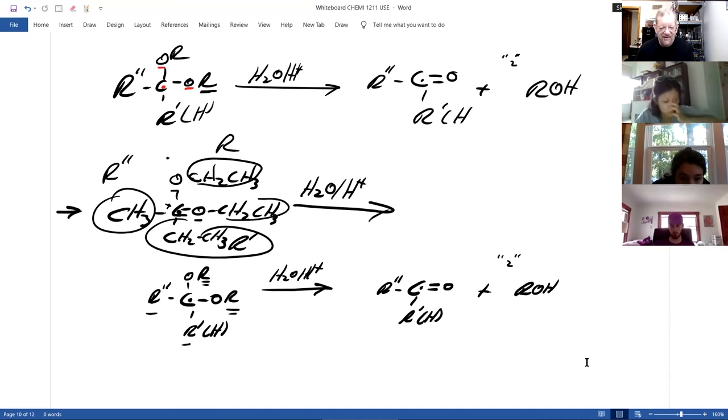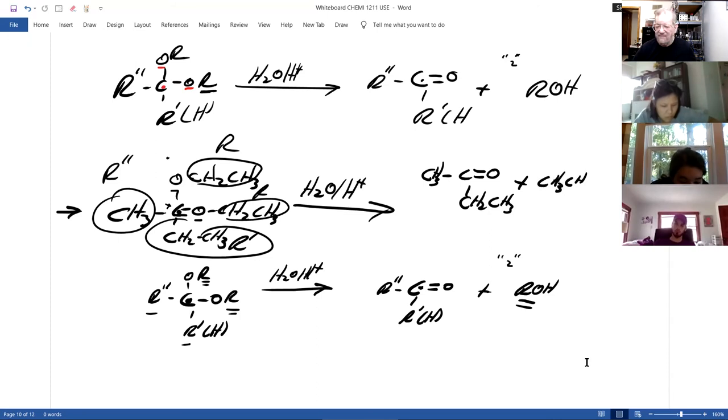then what's on the oxygen is R. And notice in this case, they're the same. So what's attached to the carbon, this carbon becomes this carbon. And what's R prime? Ethyl. What's R double prime? Methyl, and then I'll have my alcohol, and what's R? Ethyl. So you get this, for those who must, you can have a two there.